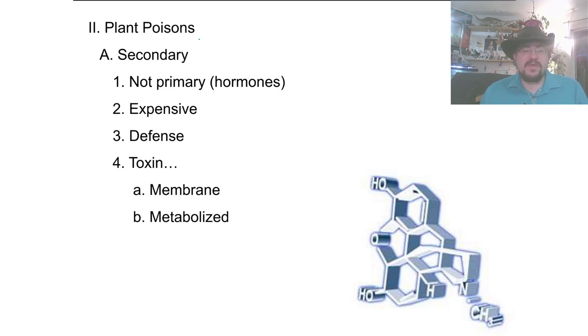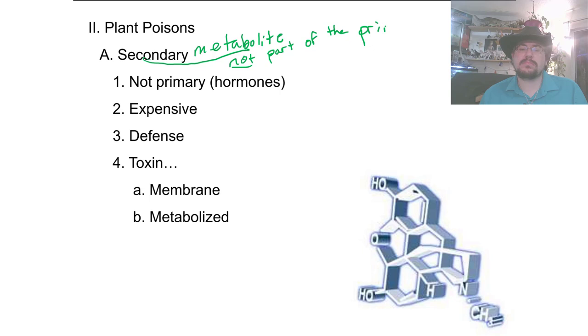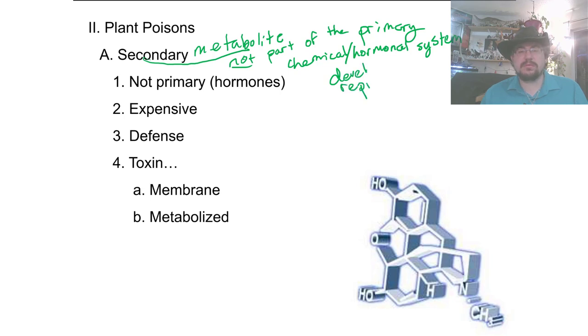So first off, your poisons can come in the form of secondary metabolites. So a secondary metabolite is defined as something that is not part of the primary hormonal system. So, these may be byproducts of metabolism. Basically, anything that's not directly involved in development or reproduction. So, secondary metabolites are things that are not part of the primary hormonal system and are not involved in development or reproduction.